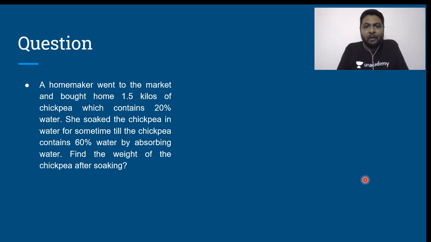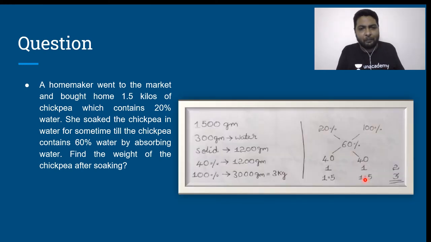Right? This is the same as the fresh grapes, dry grapes problem. Very similar. If we solve it in the traditional manner, 1.5 kilos means 1500 grams. So 1500 grams is the amount of chickpea. Now this chickpea has 20% water. So how much is water? 300 grams is water.